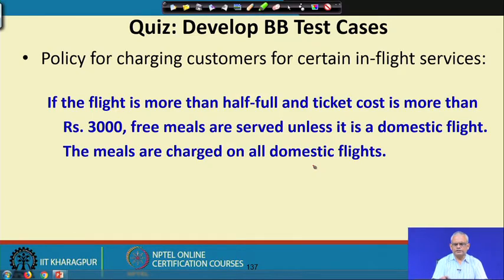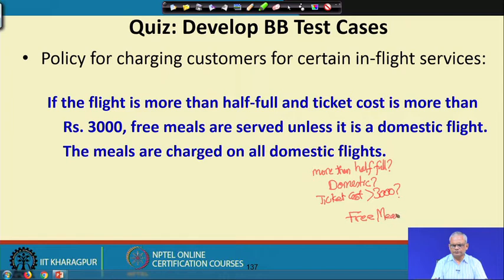If we look at the conditions, they are whether the flight is more than half full, whether it is a domestic or international flight, and whether the ticket cost is greater than 3000. These are the three conditions, and the action is whether a free meal is served or not.